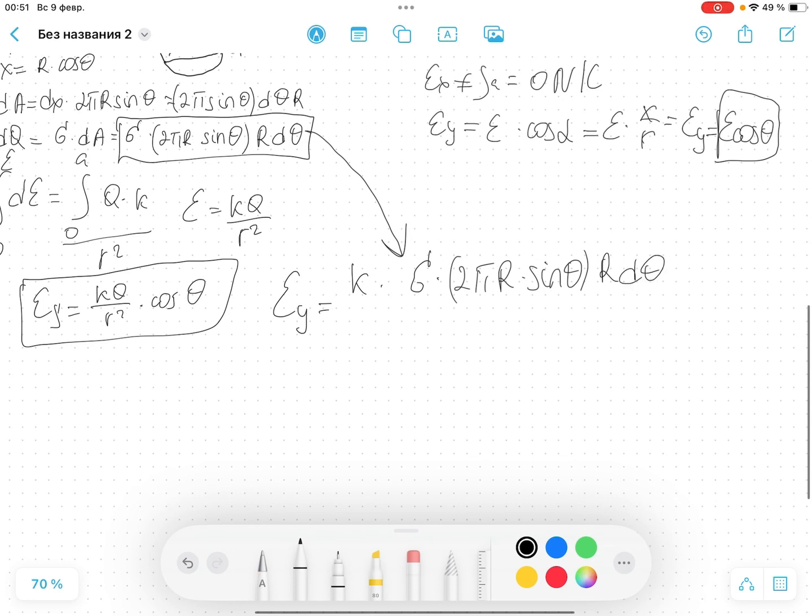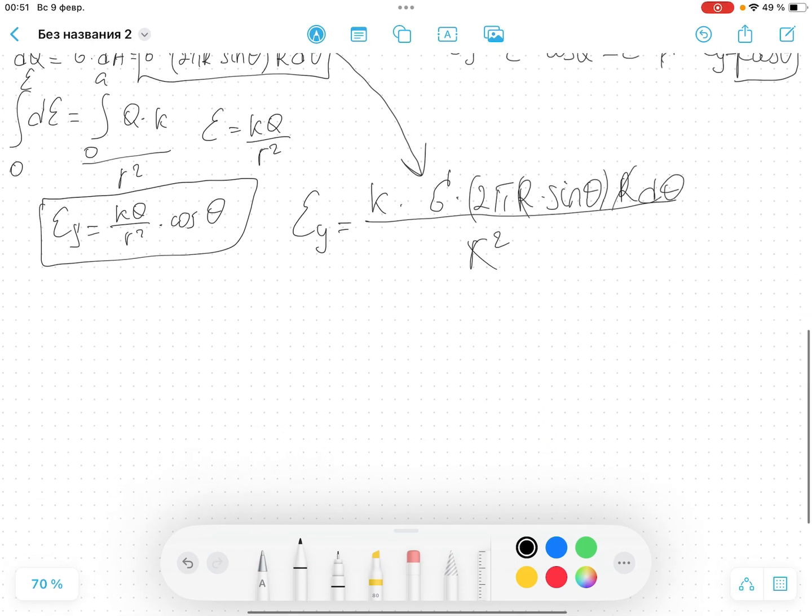It's clear now that 2 sine delta cosine delta would be equal to sine 2 delta. So we place in its place just k sigma π multiplied by sine 2 delta d delta. So let's integrate, and we integrate from 0 to π over 2 because we should find all rings, and the rings are located from 0 to π over 2.